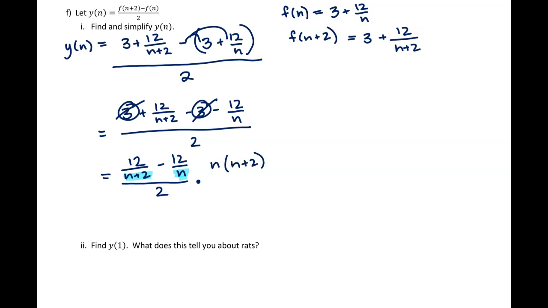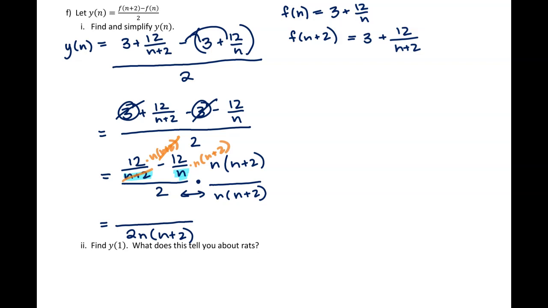So we'll have an n times n plus 2 over an n times n plus 2, and when we multiply straight across, it does make the denominator messier, so now we have a 2n times n plus 2 in the bottom, but it will clean up the numerator a lot. So we're distributing this in, so it's basically going to be this times n and n plus 2, and then this one times n and n plus 2.